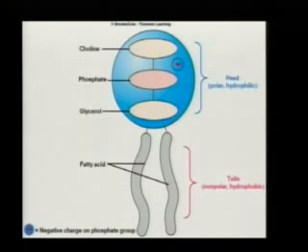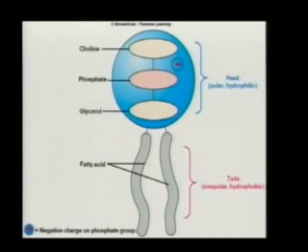Now, if you have those chains attached to a glycerol molecule, guess what? You've got saturated or unsaturated fats. Okay, that's the difference between them.